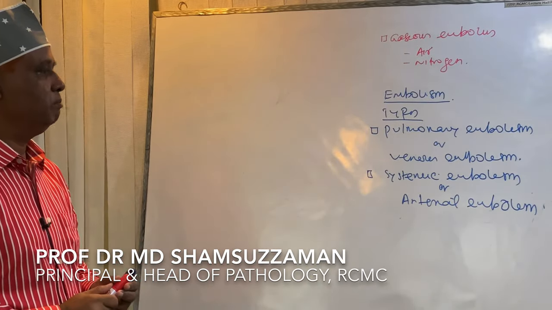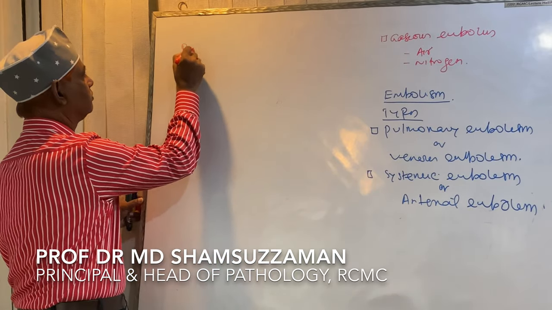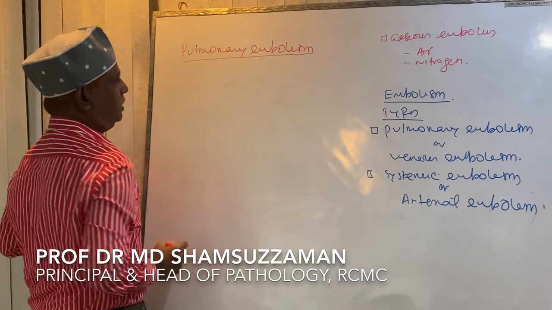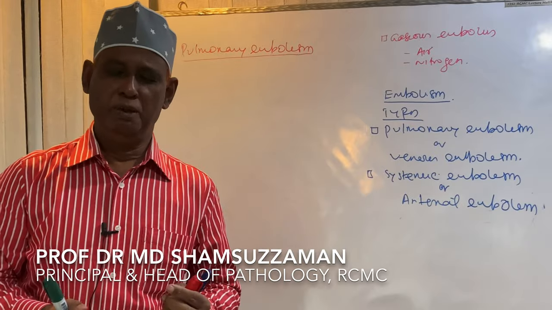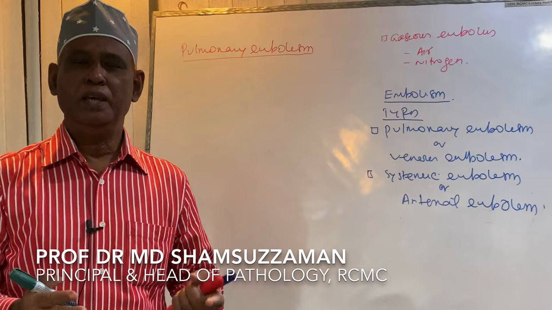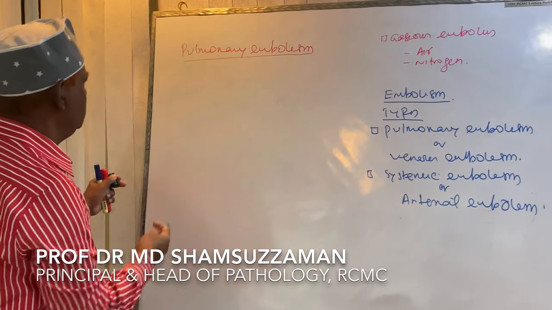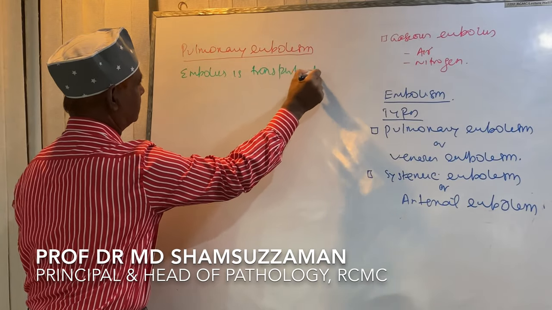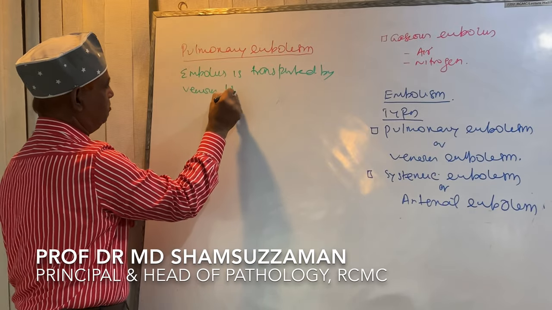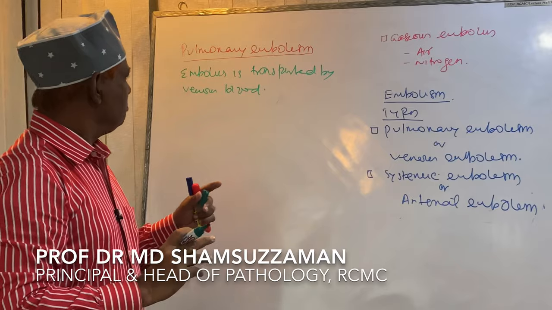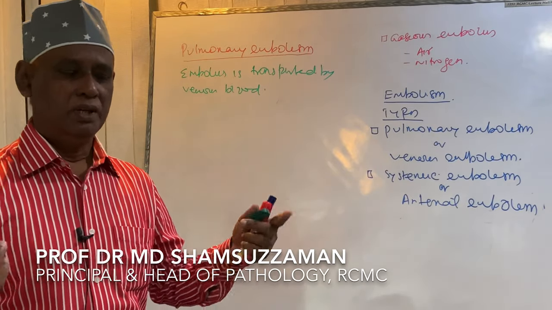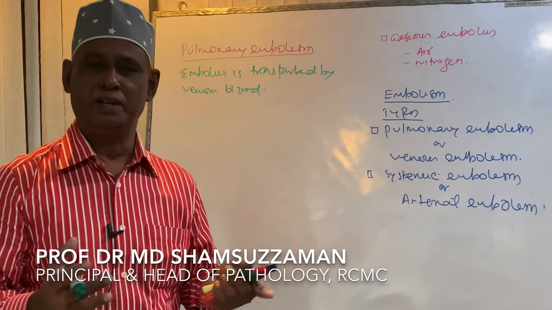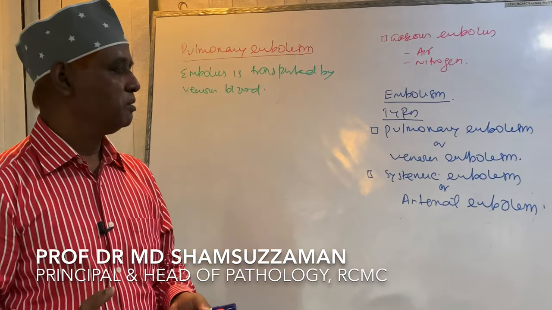First come to pulmonary embolism or venous embolism. Dear audience, in pulmonary embolism, embolus is transported by venous blood. By the venous blood, embolus enters into the right atrium, then right ventricle, and ultimately goes to lung. And within the lung, the venous embolus is impacted, and this is pulmonary embolism, or venous embolism.